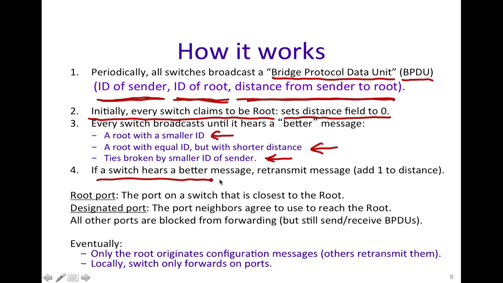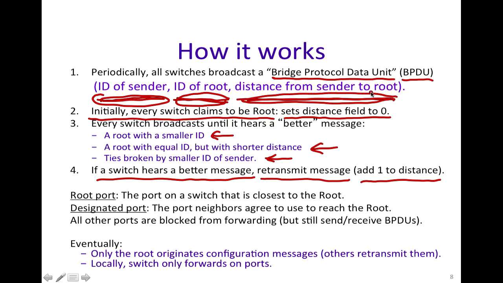So if a switch hears a better message, it's not only going to adopt that value as the root, it's going to retransmit that message, and it's going to add 1 to the distance and say, I'm going to forward my ID as the sender, the newly learned ID of the root. I'm going to add 1 to the value that was told to me, because the hop count is now increased by 1, and I'm going to say that that is the distance from the sender to the root. So eventually, there will be only one root that will originate these messages, and everybody else will retransmit them, because everybody will uniquely pick the same switch ID as the root.